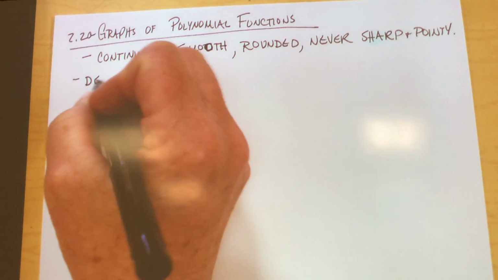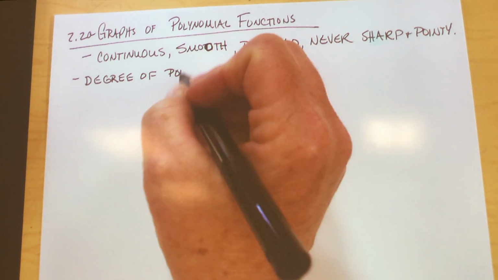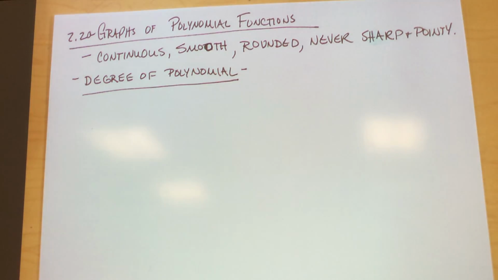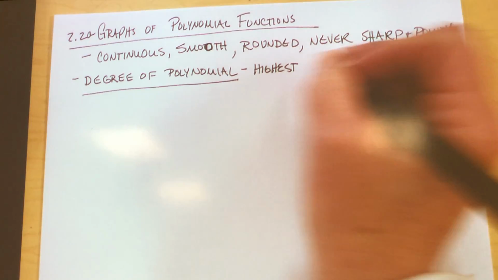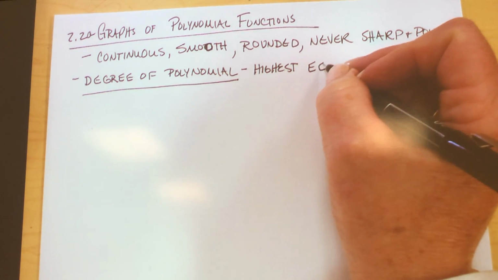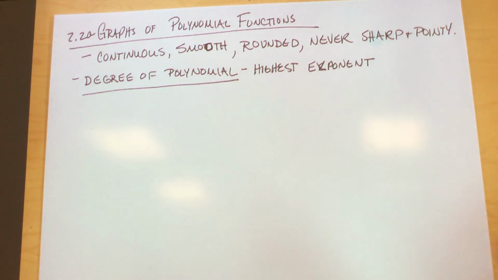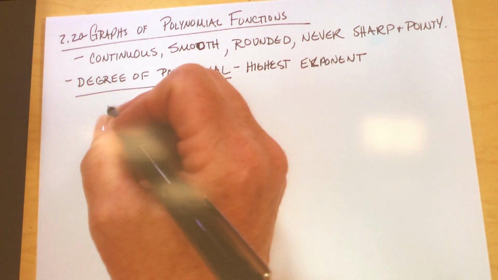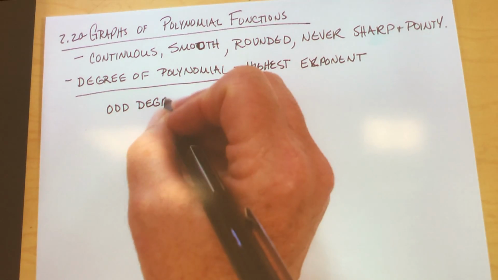Okay? So, degree of the polynomial. All right? How do you tell the degree of the polynomial? The highest exponent. So the biggest exponent tells what degree it is. Okay, so what if the highest exponent is odd? It's called an odd degree function.